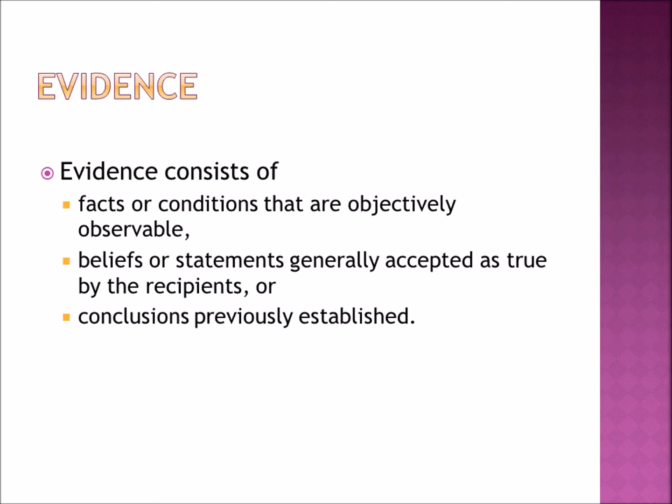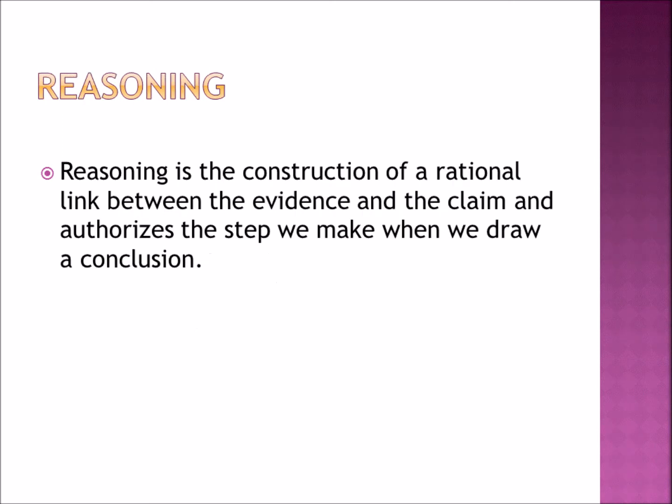So that was a conclusion that was previously established. And then as we move forward into other arguments, it was already established by the class that anyone who had not yet reached their 11th birthday would never be tried as an adult. So it became a statement generally accepted as true by the recipients of the audience because it was a conclusion that had been previously established. And so those are three types of evidence that we can use in our argumentation in this class.